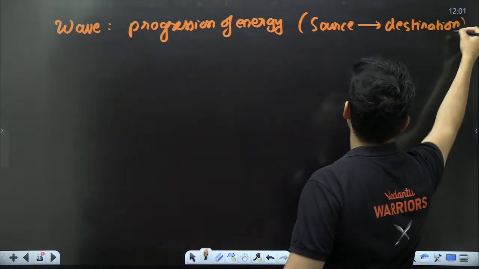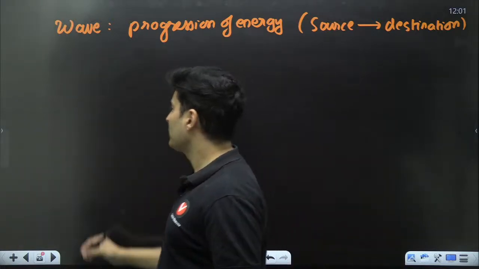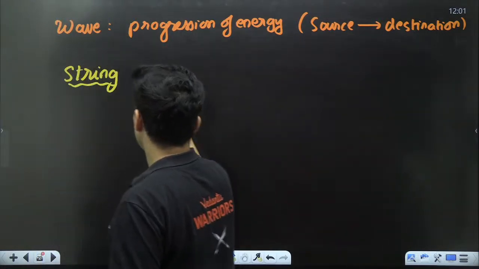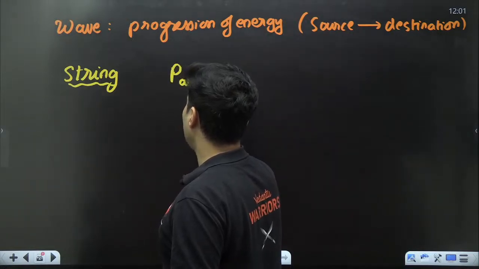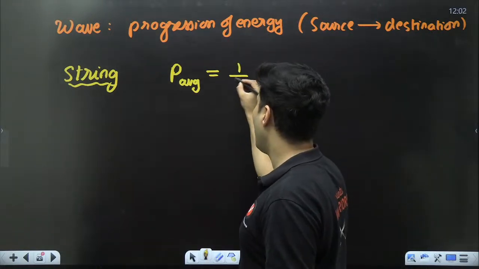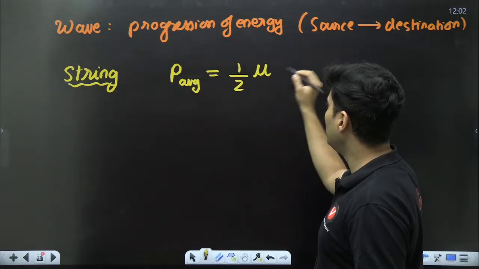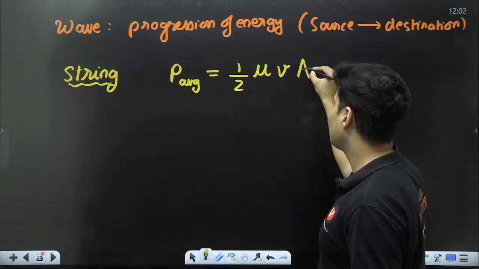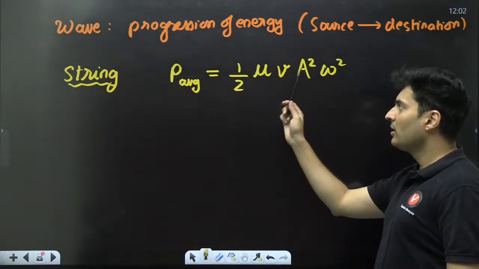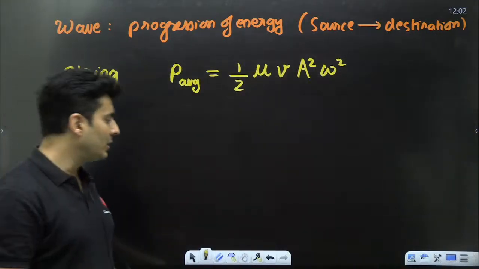From the source to the destination, energy is definitely flowing, and there are formulas for energy propagation for different waves. For a wave on a string, the average power, the average rate at which energy is transmitted per unit time, is given by half mu v a square omega square. Mu is mass per unit length of the wire or string, v is the wave speed, a is the amplitude, and omega is the angular frequency. So average power is half mass per unit length, wave speed, amplitude square, angular frequency square. That is the average rate of energy transfer.